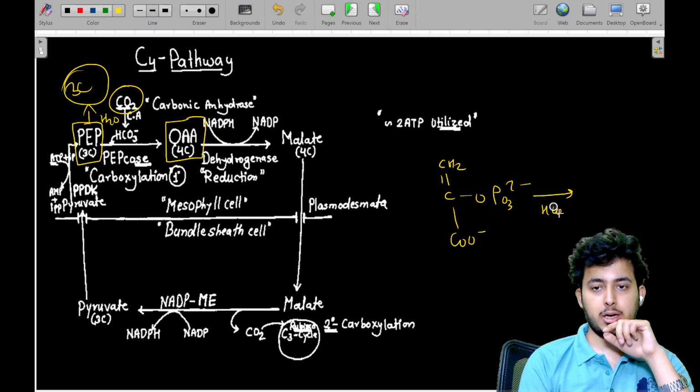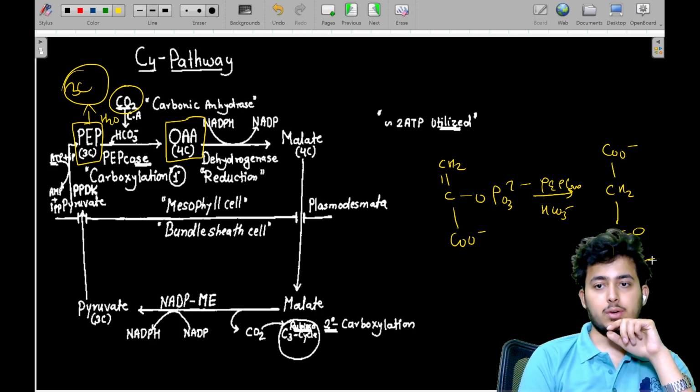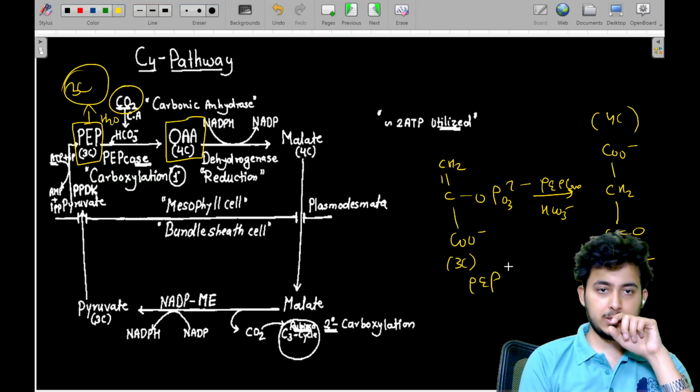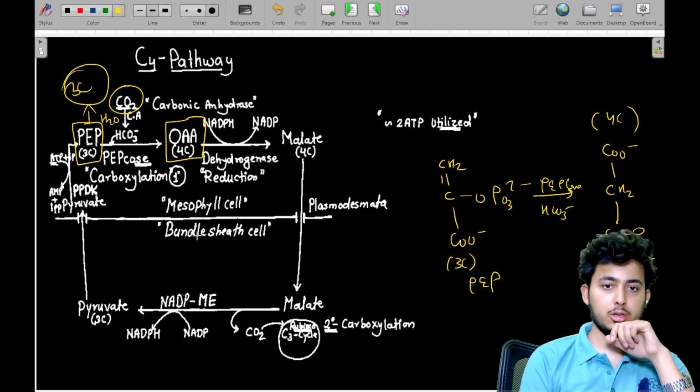With the help of this bicarbonate ion and with the help of the PEP carboxylase enzyme, basically what is happening is you are having the formation of an acid, that is your oxaloacetic acid. Once your oxaloacetic acid is formed, this is 4 carbon, you can see, and this is a 3 carbon compound, that is your PEP. So you are getting a 4 carbon compound.